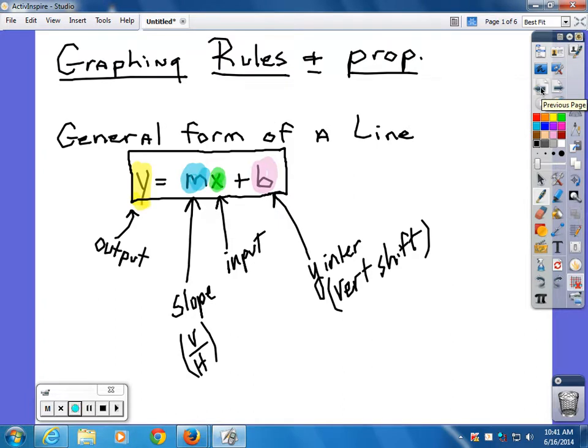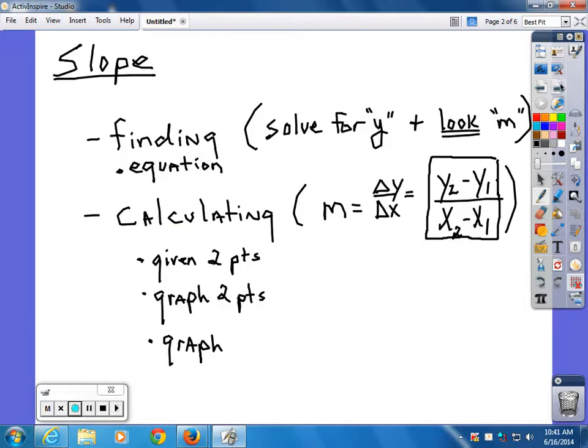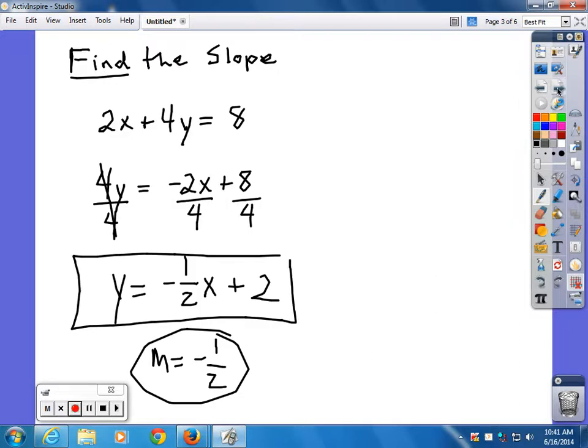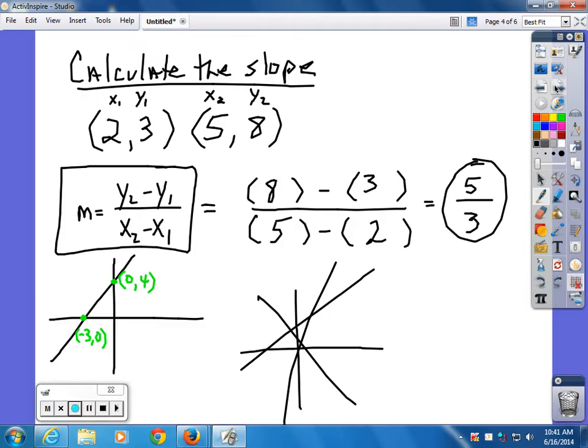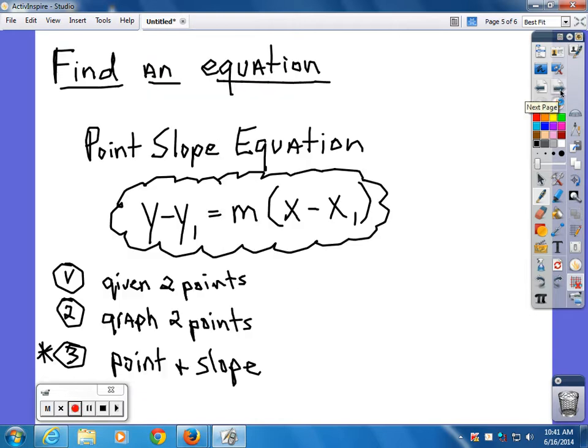Here is the number 1 thing you need to remember. And that is the general form of a line. Number 2, you need to remember this guy. Slope is equal to y sub 2 minus y sub 1 over x sub 2 minus x sub 1. 3, the point slope equation. And it is used whenever you see find an equation in the directions.